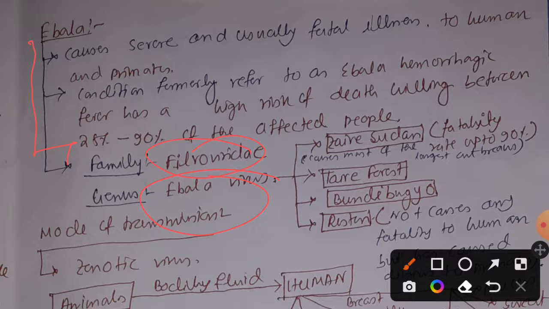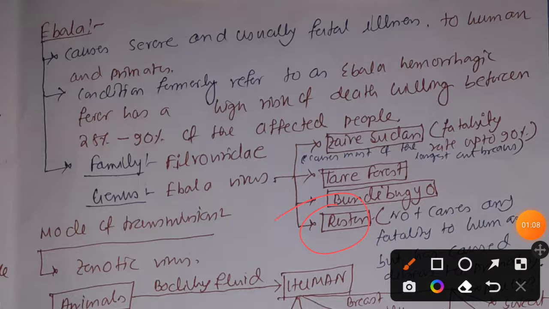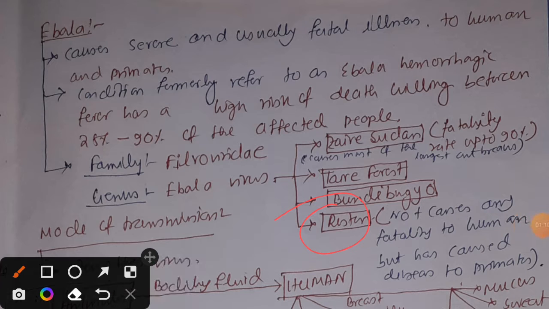Okay, so the Ebolavirus genus can be divided into four parts. One is Zaire, Sudan, Taï Forest, Bundibugyo, and Reston. Zaire and Sudan are the most dangerous and cause most of the outbreaks, the largest outbreaks, and Reston does not cause any kind of fatality in humans, but it causes symptoms in primates.